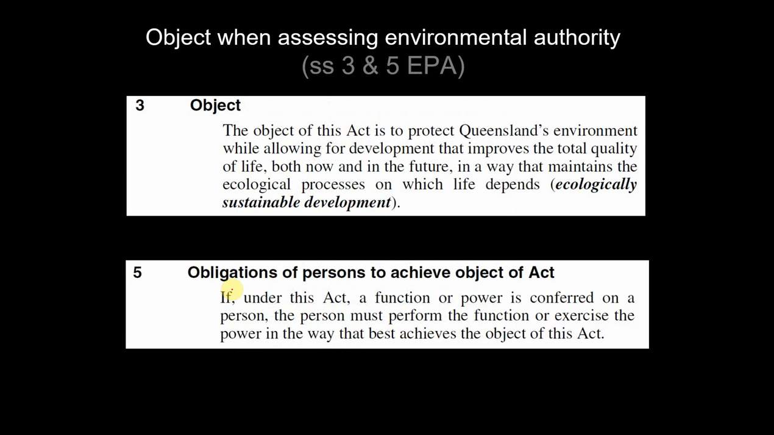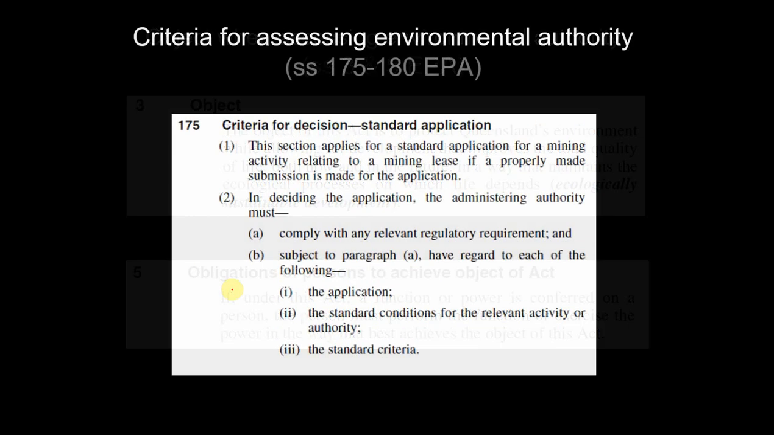And so when you're assessing an environmental authority under the Environmental Protection Act, there's similar considerations. There's a broad objective of ecologically sustainable development. There's an obligation on persons exercising powers under the Act to seek to achieve that object or exercise the power in the way that best achieves the object of the Act. So those are broad obligations to basically use your powers to achieve ESD.